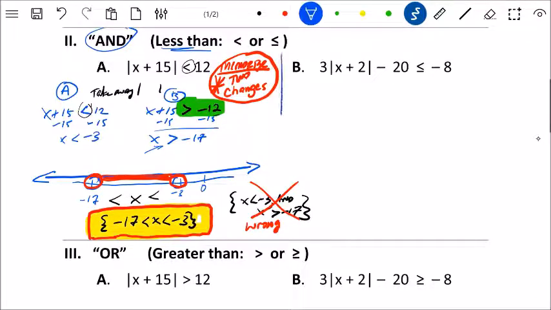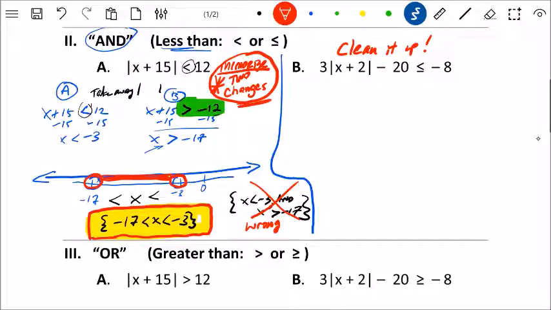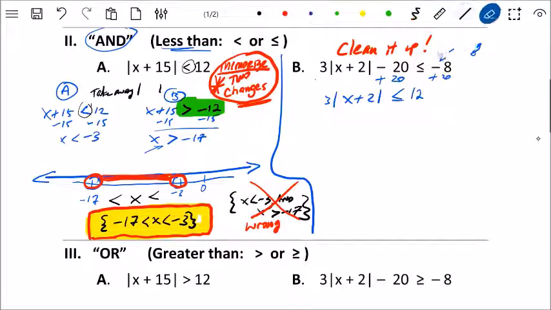All right, now having done that, let's take a look at another one. This is one where we have to first clean it up. Then we will do the two cases and the two changes. To clean it up, I'm going to add 20 to both sides. So I get 3 absolute value of x plus 2 is less than or equal to 20 take away 8, which is 12. Notice that was a negative, but because we have to clean it up first, that means that it can still possibly be an answer. And with greater than and less than, that is an answer.